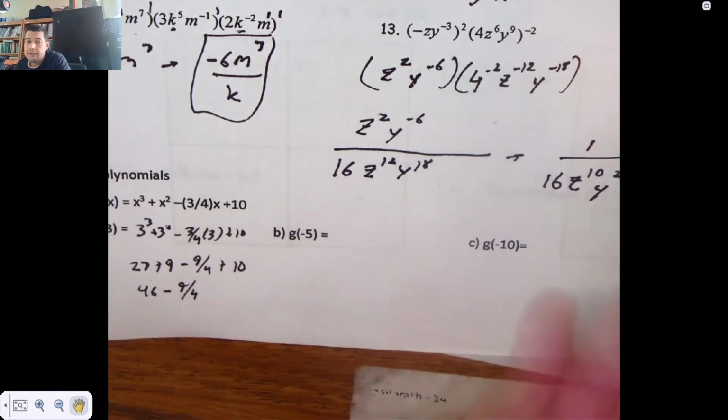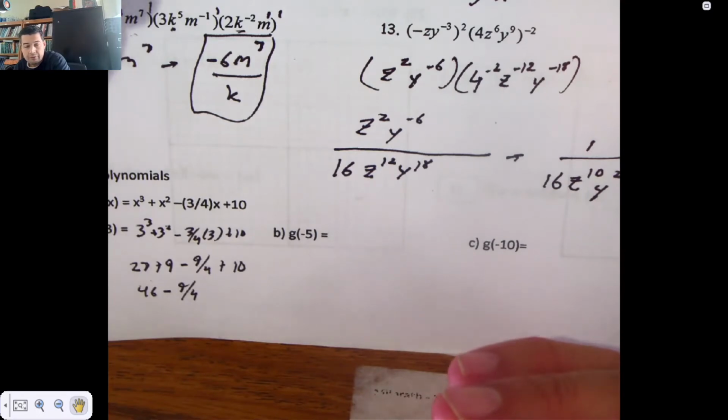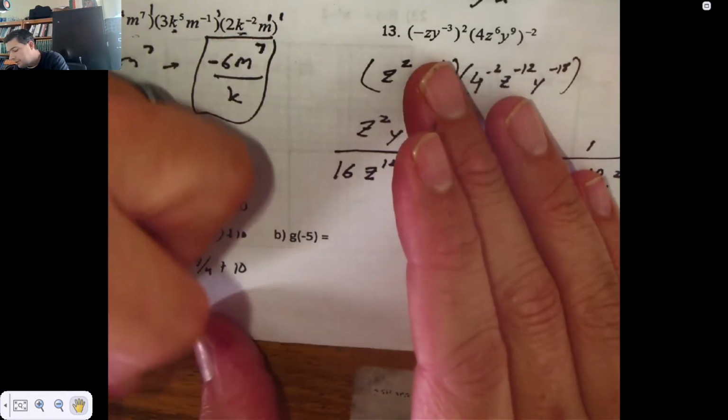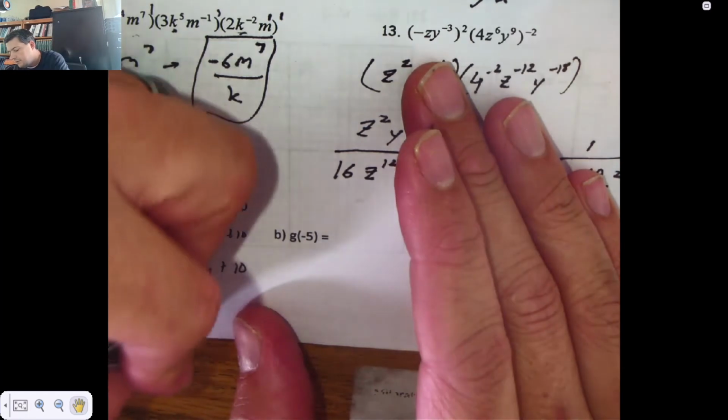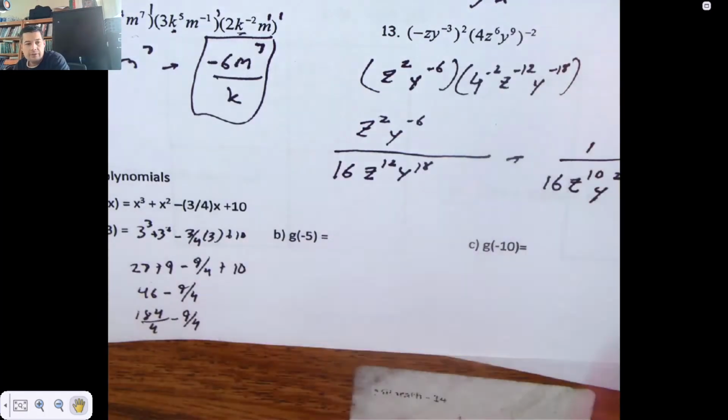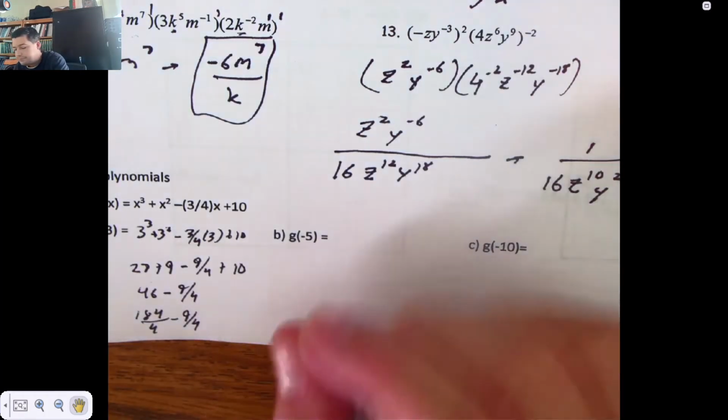In order to combine a whole number and an improper fraction, you have to have the same common denominator. So 4 times 46 is 184. So I have 184 fourths minus 9 fourths. And that's what, 175 quarters?